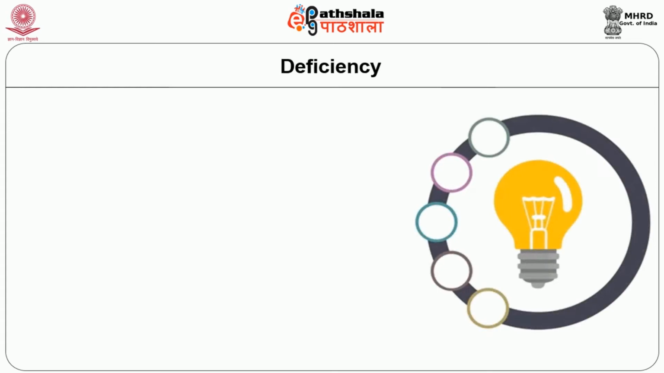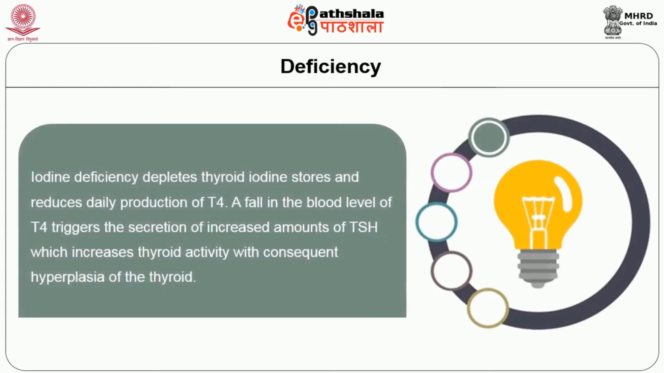Deficiency. Iodine deficiency depletes thyroid iodine stores and reduces daily production of T4. A fall in the blood level of T4 triggers the secretion of increased amounts of TSH, which increases thyroid activity with consequent hyperplasia of the thyroid.